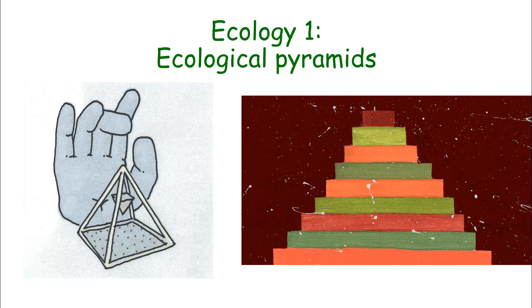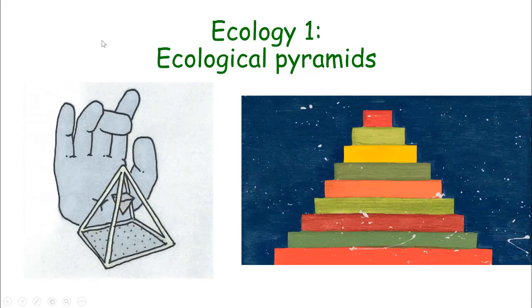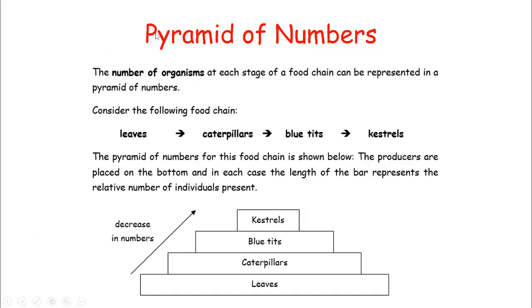Hello again. So the last little section of ecology part 1 is ecological pyramids. In this, we're going to look at a pyramid of numbers and a pyramid of biomass, see the advantages and disadvantages of each, and then do a little question on them. So the first little part then is about the pyramid of numbers.